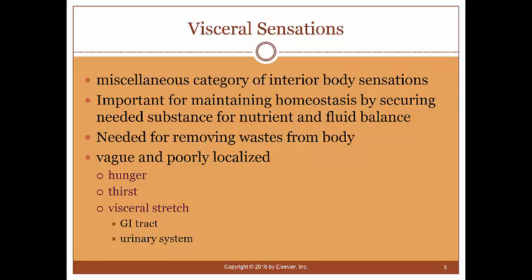So that's where they can be kind of vague and poorly localized. Also, pain in those areas where we have visceral sensations is generally vague and poorly localized. So some of these things that you will see, we've already spoken about, is hunger, thirst, and then what we know is visceral stretch. So this would be things like the GI tract, like a gas bubble stretching the intestine and causing some mild discomfort, or the sensation of needing to defecate because the rectum is stretched out because it's full of feces, or the need to urinate because the bladder is full and it has that stretch and that need to release the contents of it through urination.